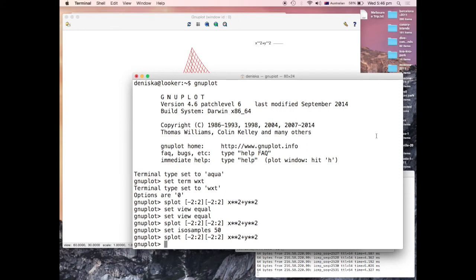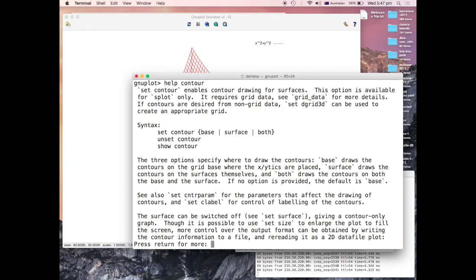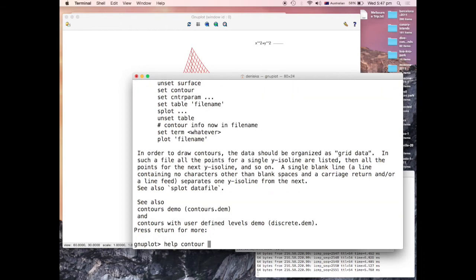There are two ways to do the levels. Here you just say set contour. There are two possibilities. Or you can check what the possibilities are here. You can call for the help on the contour. There are three possibilities here: base, surface, and both. It means let's just try all of them.